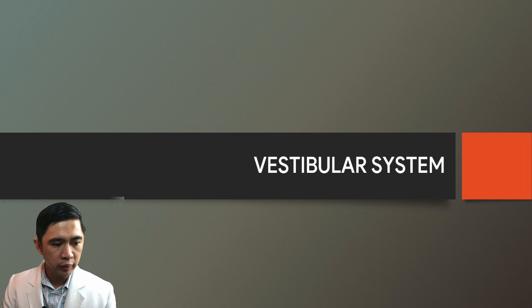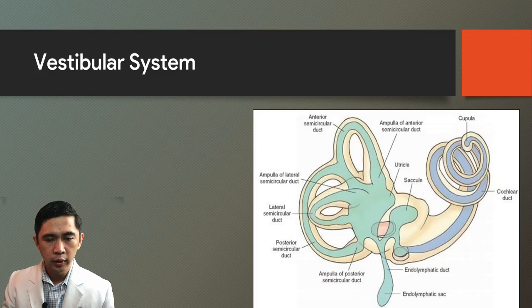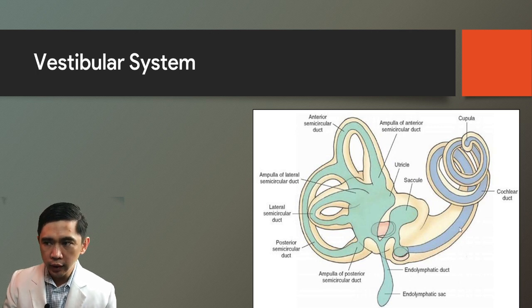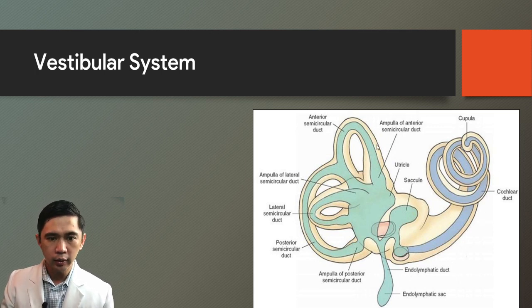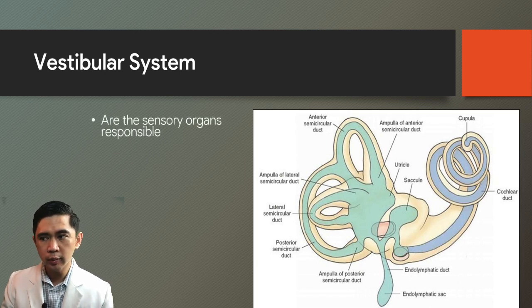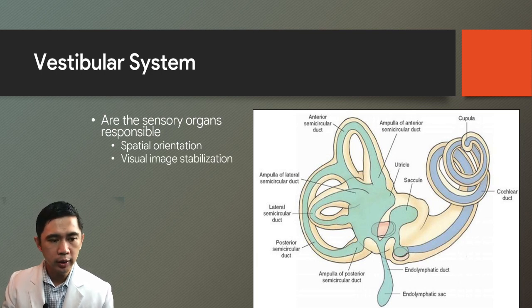Now, let's talk about the vestibular system. So this is the labyrinth. Labyrinth is composed of the cochlea and also the vestibular system. We have already talked about the cochlea. Now let's discuss the vestibular system. So the vestibular system are the sensory organs responsible for spatial orientation, visual image stabilization, and balance control.